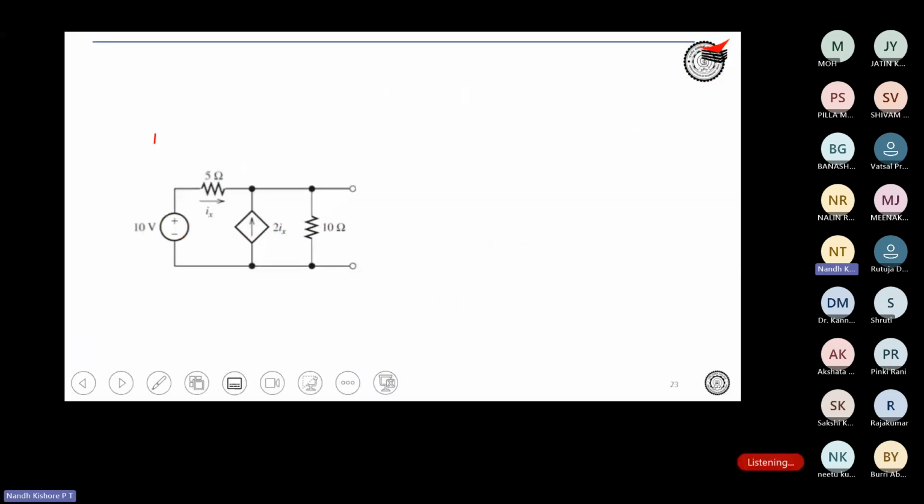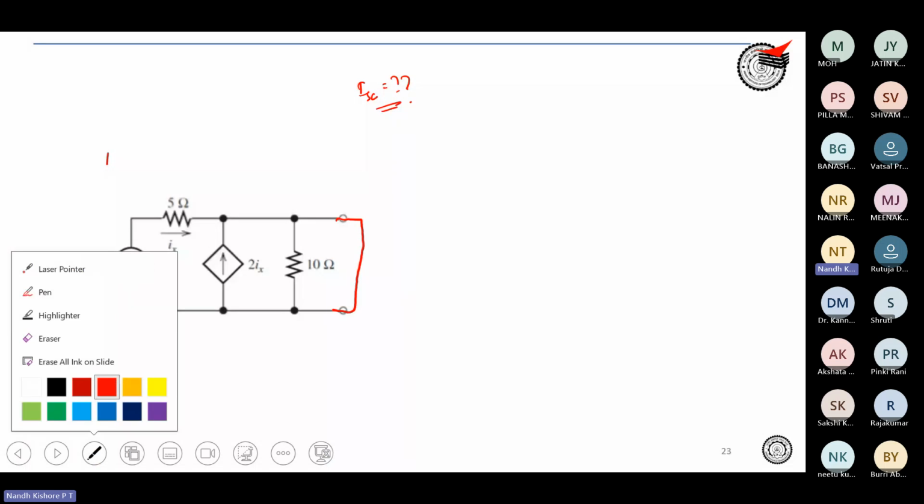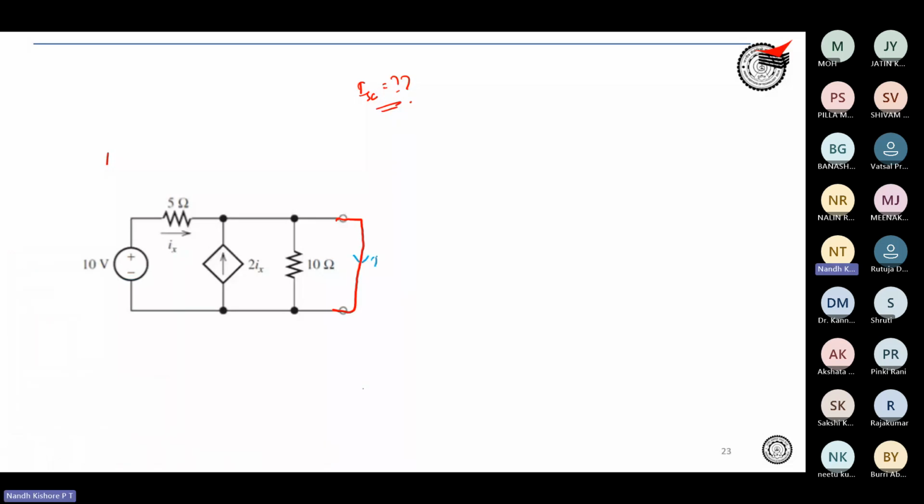Okay, so we will continue from here, right? So we have to find out what is ISC. To find out what is ISC, we basically short the terminals where we want to find out ISC. Correct? So the current that will flow through this is basically ISC. Now that we have shorted this, will 10 ohm play any role, or can I remove 10 ohm directly? So can I remove 10 ohms?